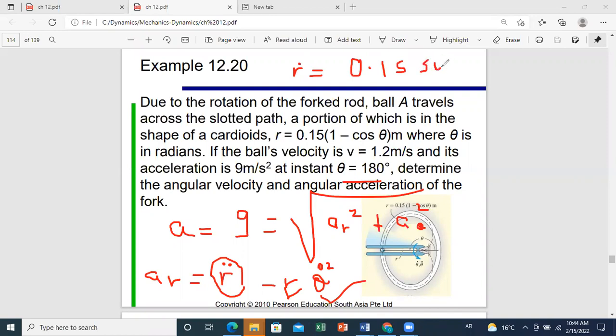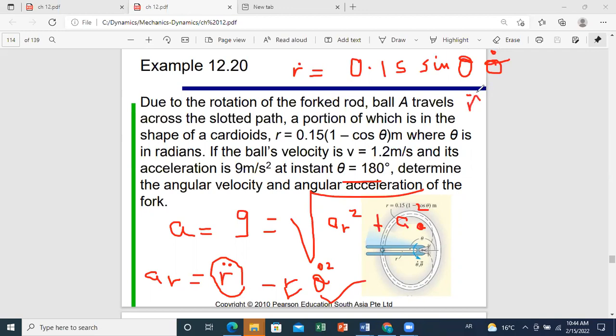Please never say that I got R dot equals 0 at 180. This means that R dot dot is also 0. We never derive a number. We derive before replacement. So you go back to your equation. R dot is 0.15 sine theta theta dot. To get R dot dot, we should derive this relation.